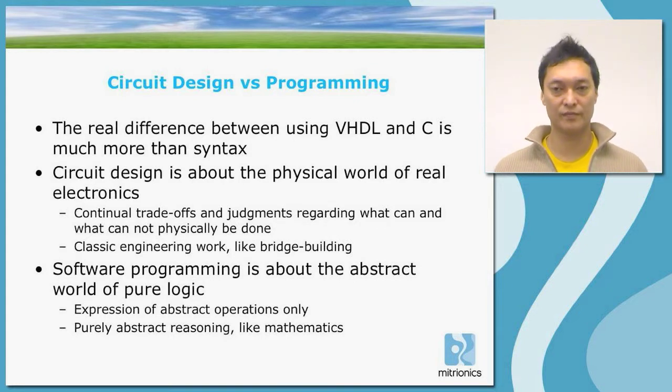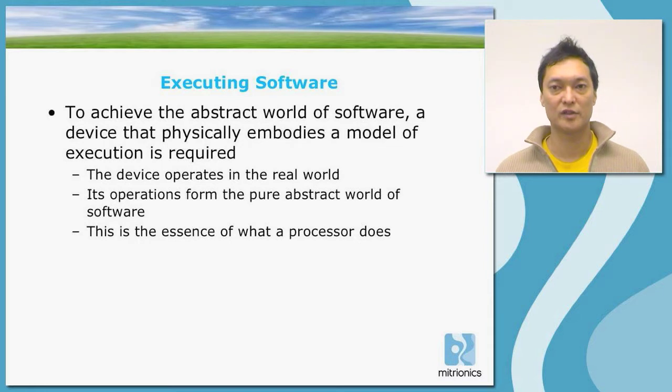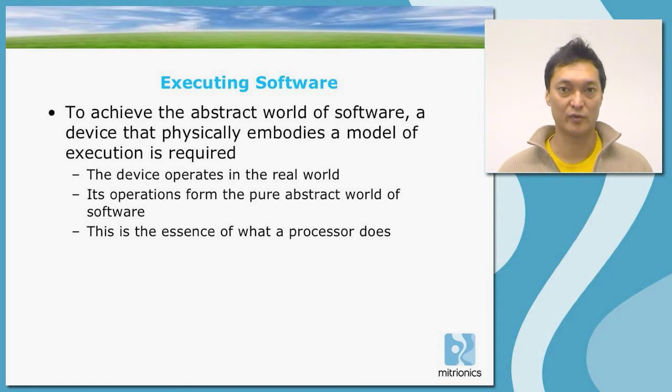The problem is that electronic design is much harder and takes much longer time than software programming. To achieve software programming, you need to have a device that physically embodies a model of execution. This model of execution creates the abstract world of software. This is the essence of what a computer processor does. It is a device built in the physical world of electronics that embodies a model of execution that allows the abstract world of programming to come into existence.